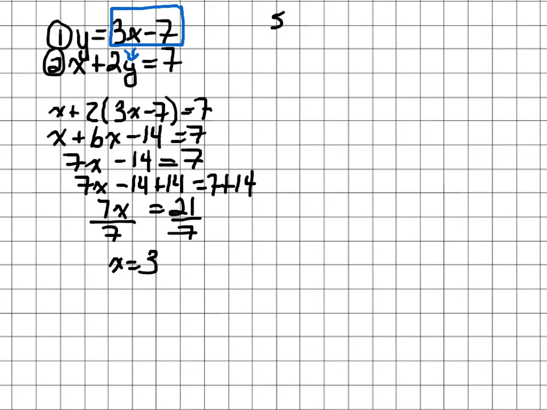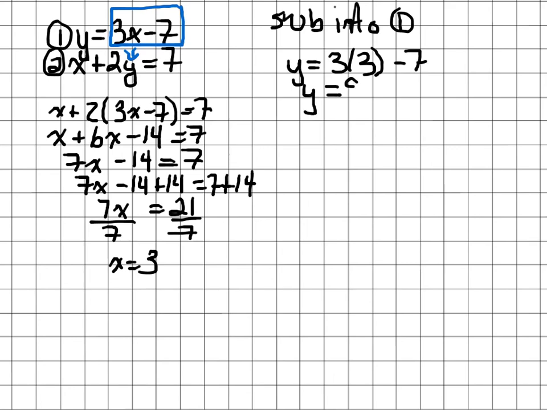Again, it doesn't matter which one you choose, because you should still get the same answer. So y equals 3 times 3 minus 7. So I have y equals 9 minus 7, and y is equal to 2.